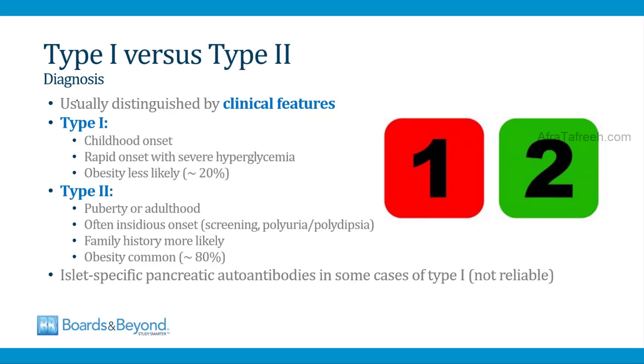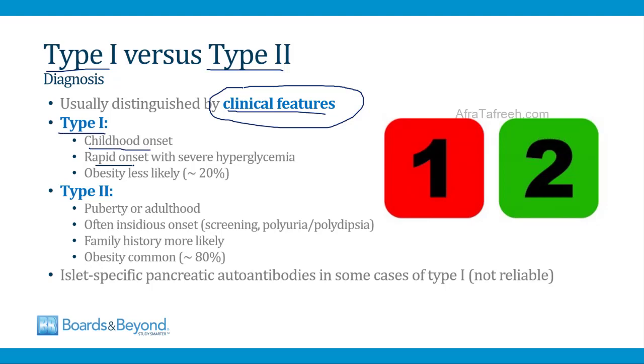Once you make a diagnosis of diabetes, how can you tell whether the patient has type 1 or type 2 diabetes? Well, you should know that this is usually done by clinical features at the time of presentation. And this is very high yield for your boards. They're going to want you to know how to determine from the clinical features whether a patient most likely has type 1 or type 2 diabetes. So type 1 diabetes will usually have a childhood onset, and there will be a rapid onset of disease, usually with severe hyperglycemia at presentation. And obesity can occur in type 1 diabetes, but it's less likely. It only occurs in about 20% of patients.